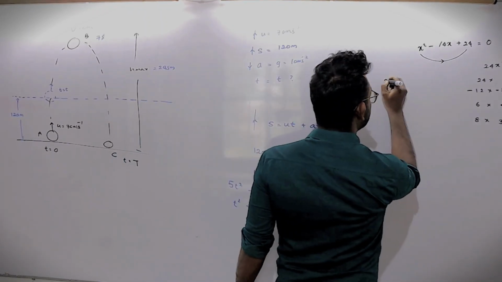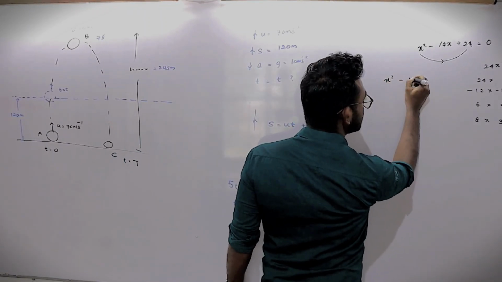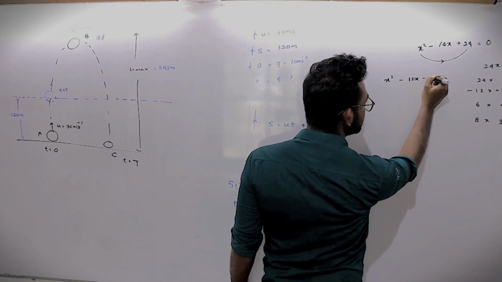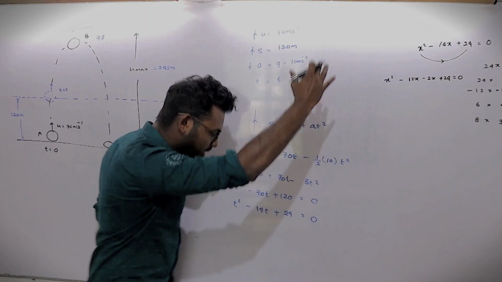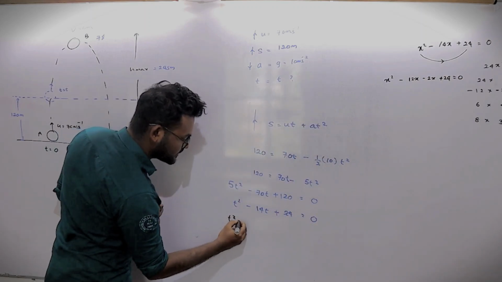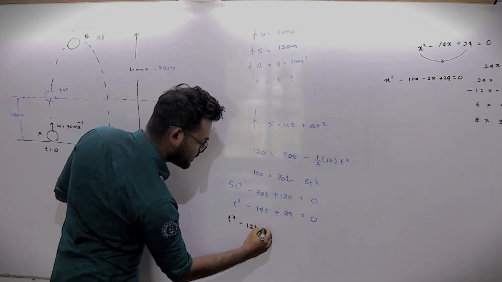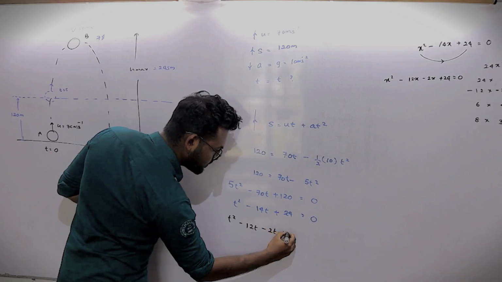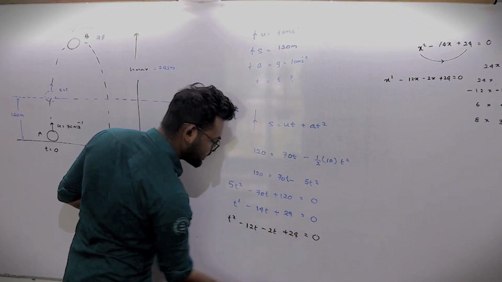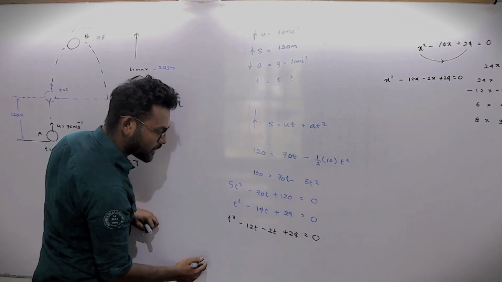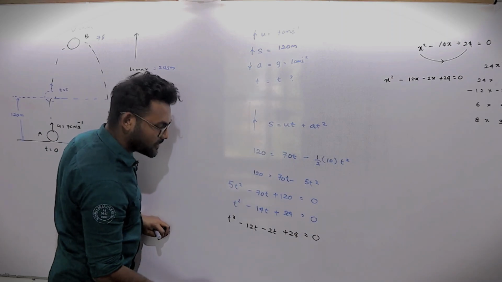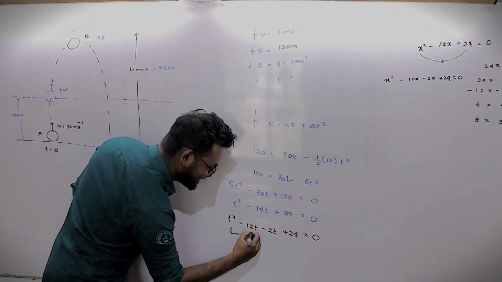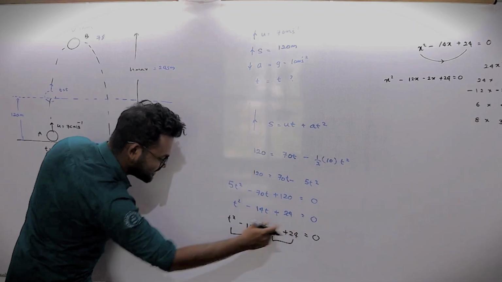Then you can put here x squared minus 12x minus 2x plus 24 equals 0. Similar to that, coming to here, t squared minus 12t minus 2t plus 24 equals 0. Now what do we do? Couple them. Let me couple these two and the other two.